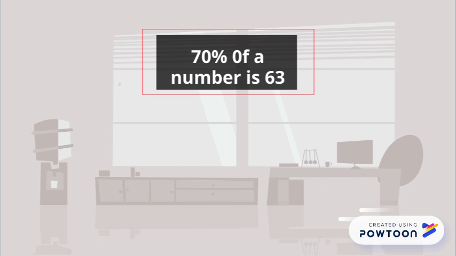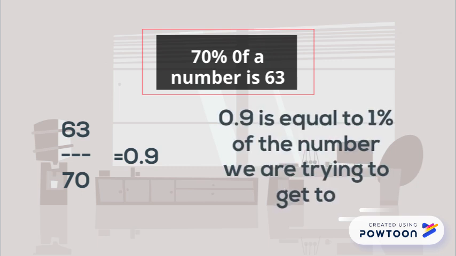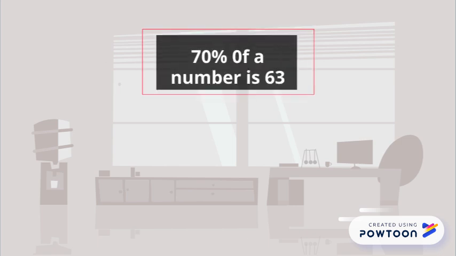In this case, there's only two numbers, so it becomes easy to divide. The percentage becomes our denominator, and then the other number becomes our numerator. So now that we know to divide, with the percentage as the denominator and our other number as our numerator, that becomes 0.9 in this case, and that's actually equal to 1%. So if we know what 1% is, all we have to do is multiply that by 100, and that gives us our number.